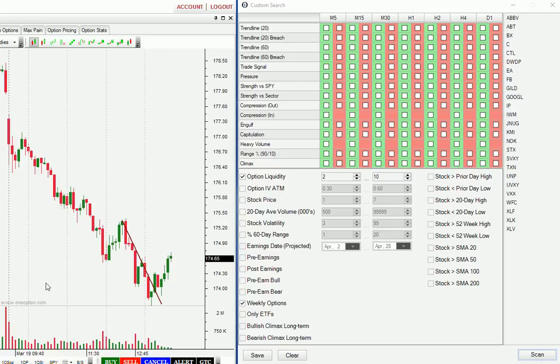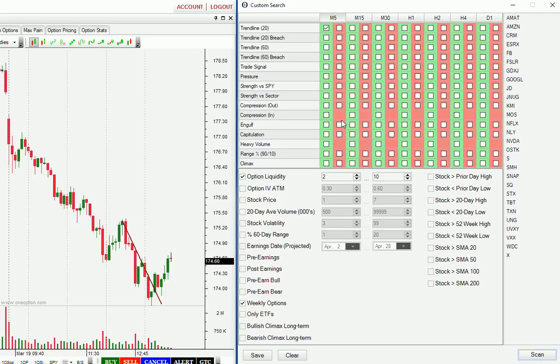So let's start at the top and use Trendline 20. I'm going to use the M5, the 5-minute period, just for simplicity. I'm also going to mark option liquidity greater than 2 and weekly options. I mentioned in my first video I like to trade options, so I always like to have those marked, and it also helps to narrow some of the results.